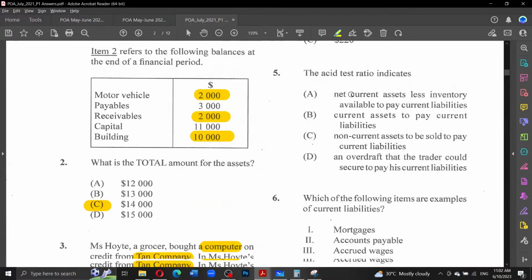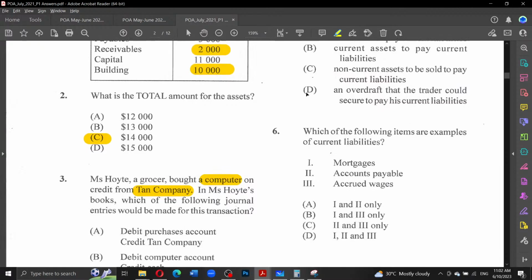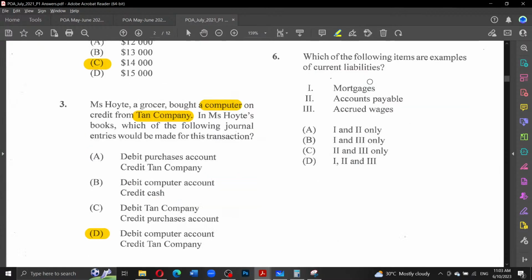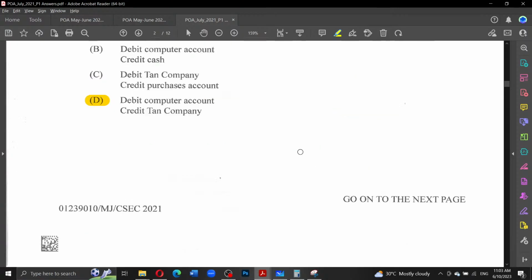The asset ratio means that you have current assets minus inventory. That amount is available to pay current liabilities. The answer is A. This is repeated from last year. Current liability, as I said earlier, mortgages take a long period of time to be paid. Therefore, the answer is going to be 2 and 3. Payables, as in general payables, and you have accrued expenses. 2 and 3.